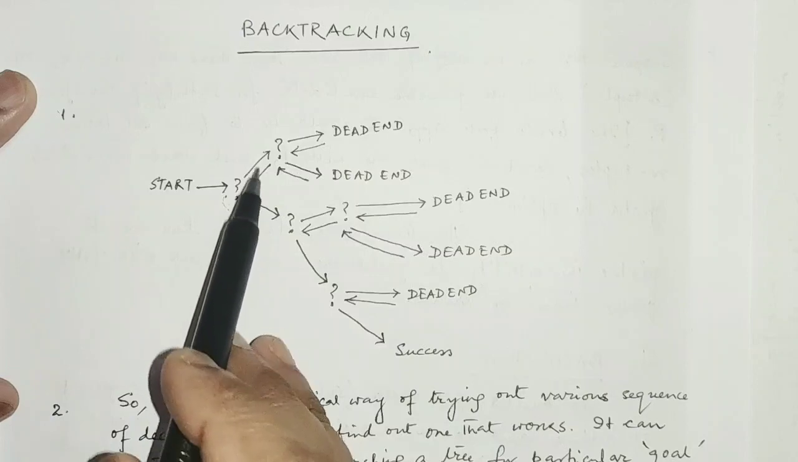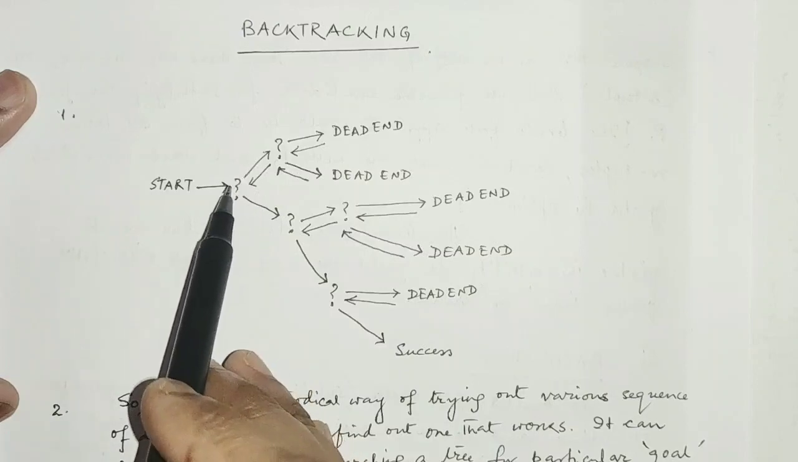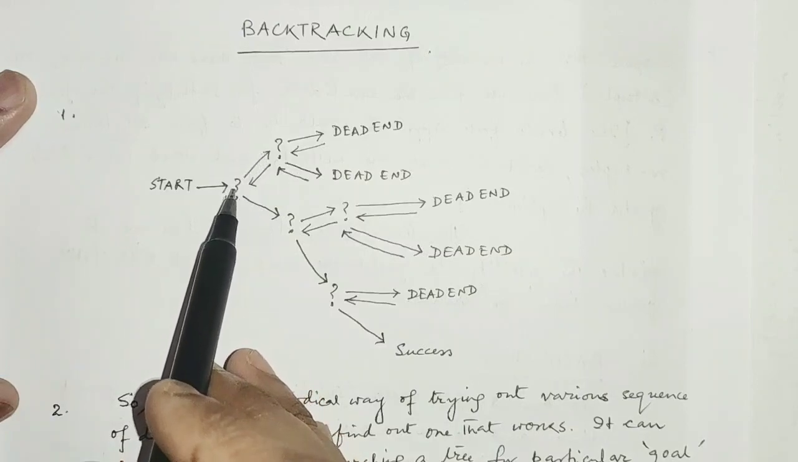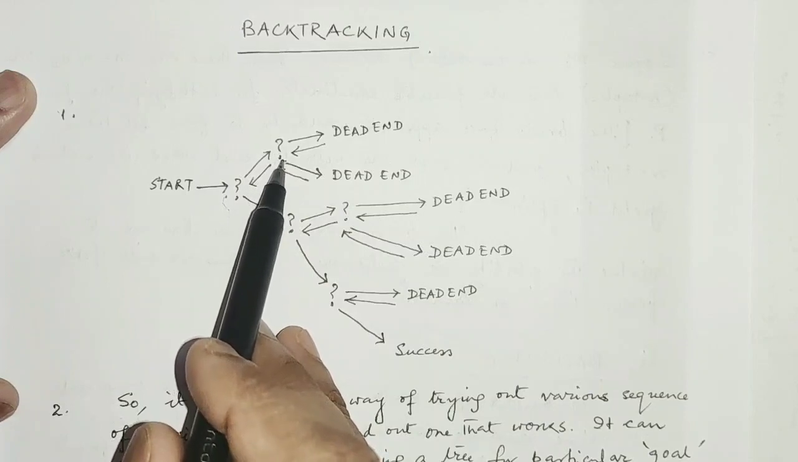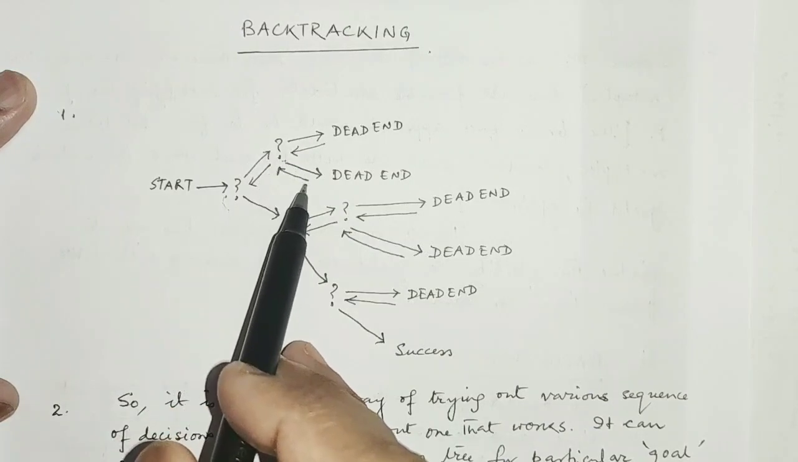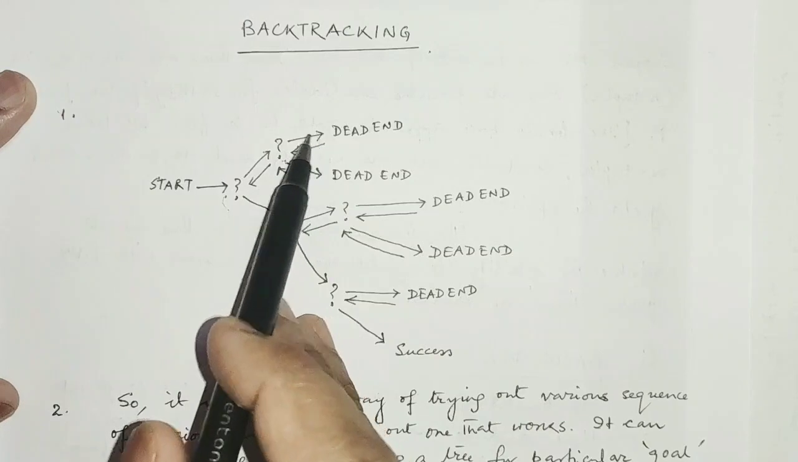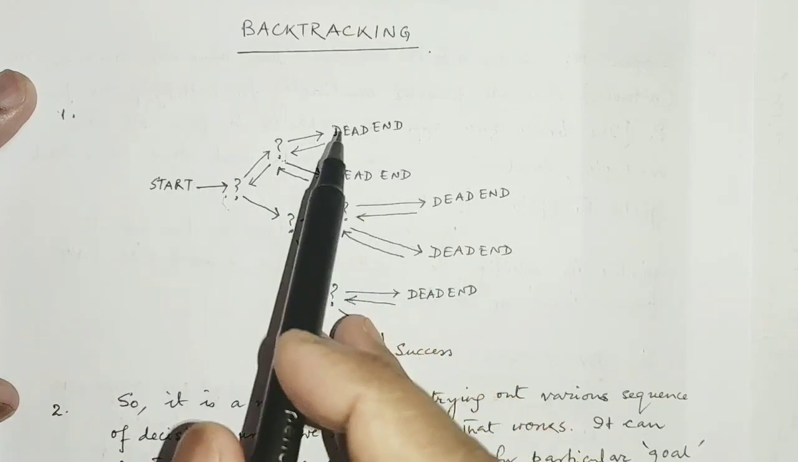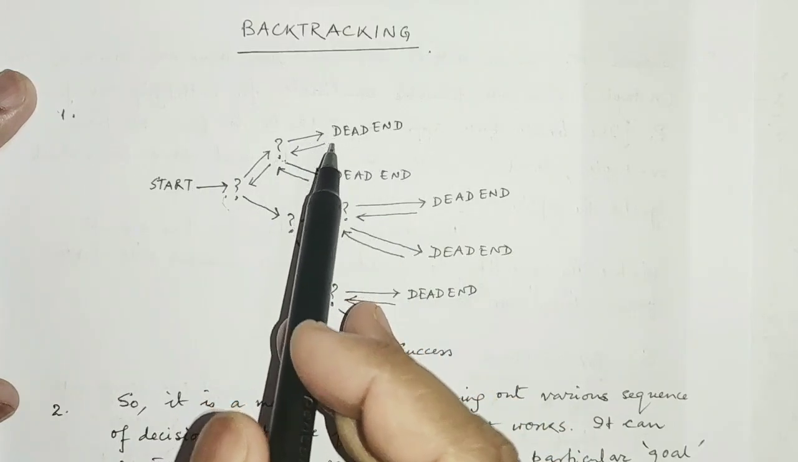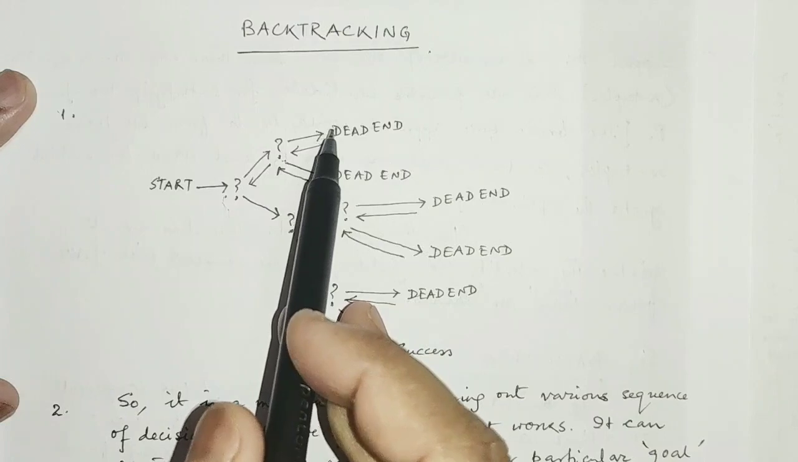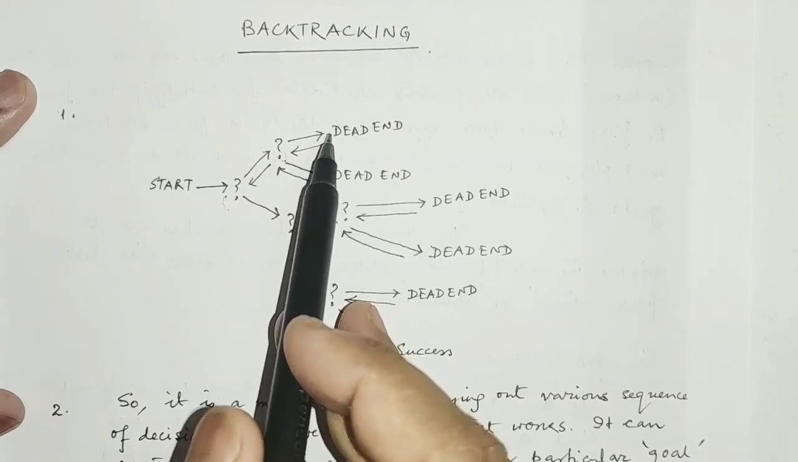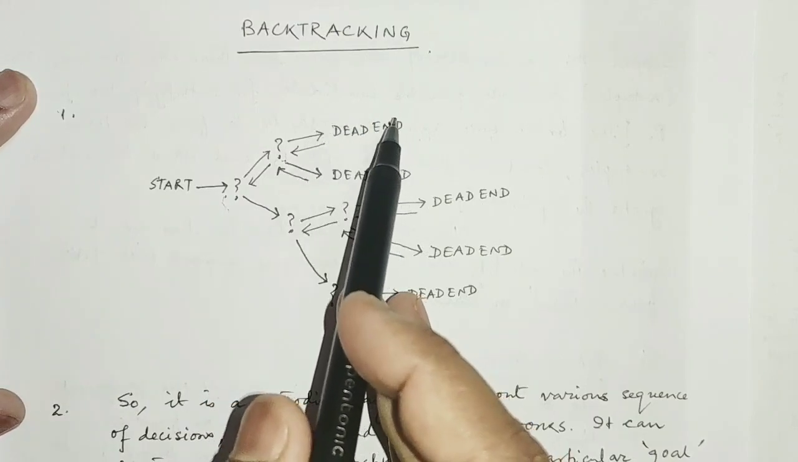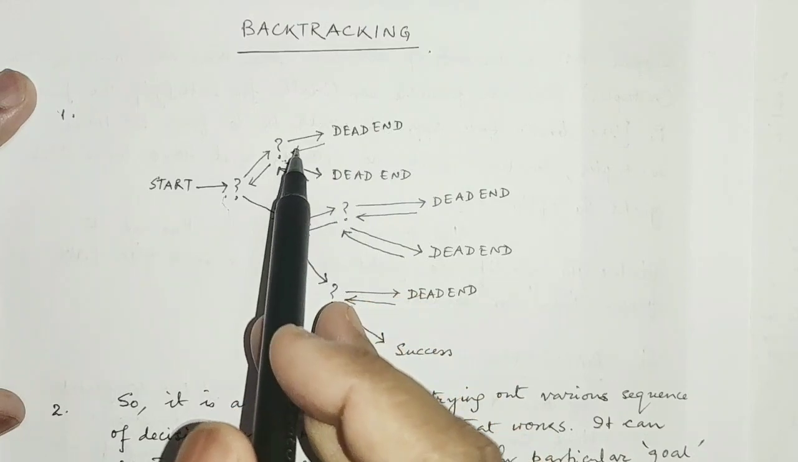I may select any one of these two. Let us go for the left one. If I lead to this next point, then I have two options. If I go left, that means I am following this path. Then unfortunately, as per the diagram, I don't have any other options to go, and this is not my goal. So it is called a dead end. So I have to come back.